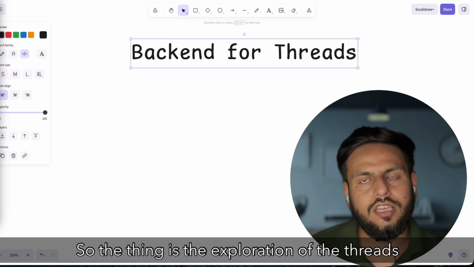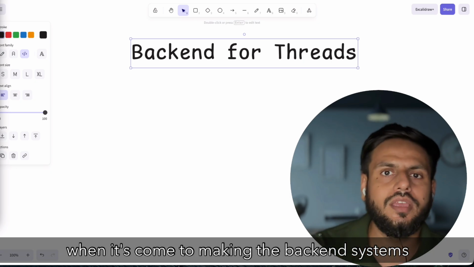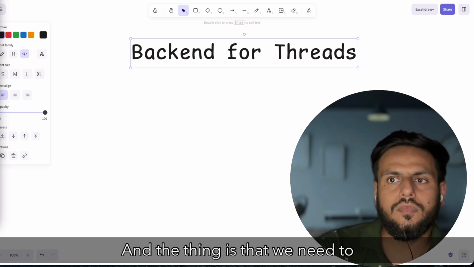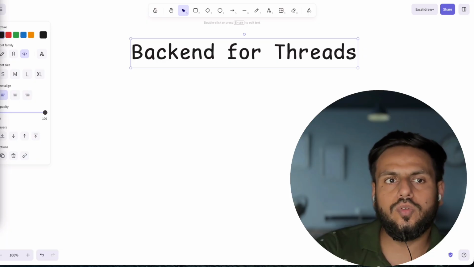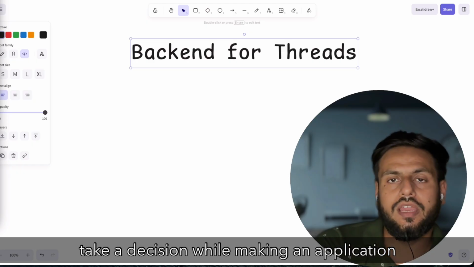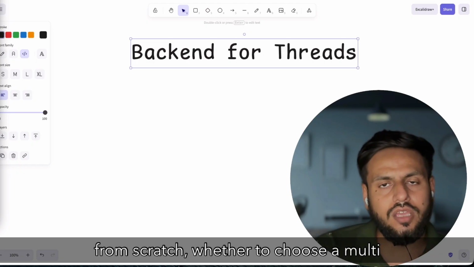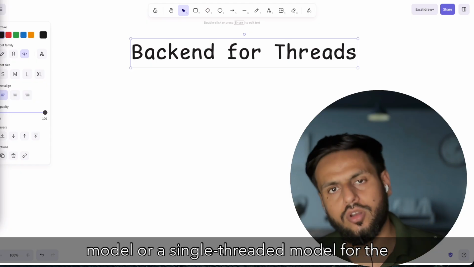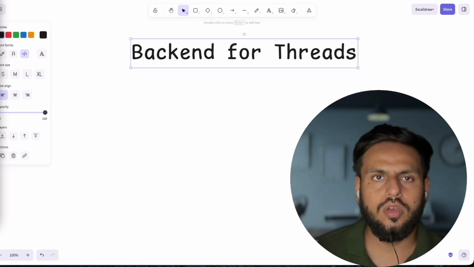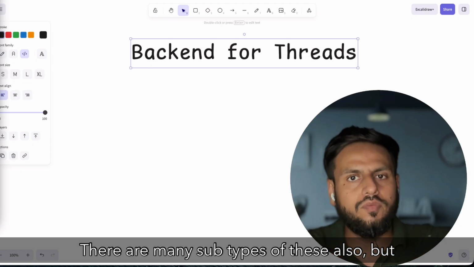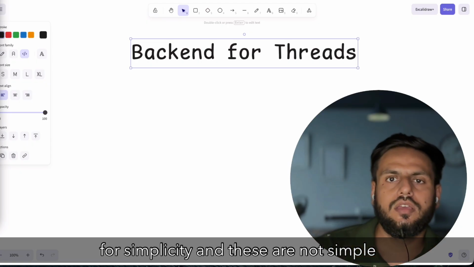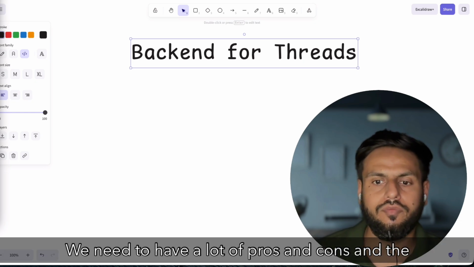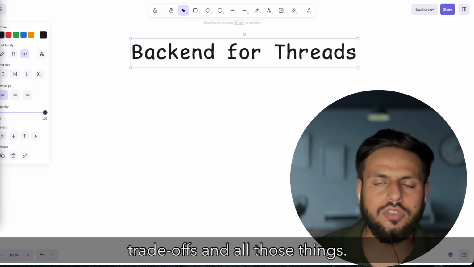So the topic is the exploration of threads when it comes to making backend systems. Okay. And the thing is that we need to take a decision while making an application from scratch, whether to choose a multi-threaded model or a single-threaded model. For simplicity, there are two. There are many subtypes of these also, but these are not simple decisions to take. We need to weigh a lot of pros and cons and trade-offs.